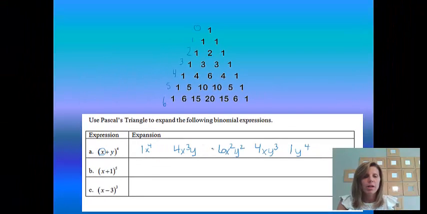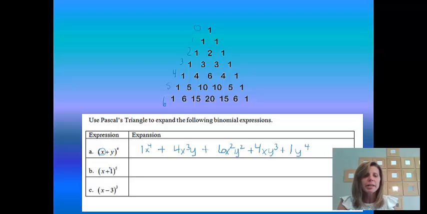Now for the signs, since there's a plus sign here, every single time I do multiply, I will be getting a positive answer if I were to actually expand that out. So I can just put plus signs in between each term, and then we would be all set. So that would be the expansion for x plus y to the 4th power.